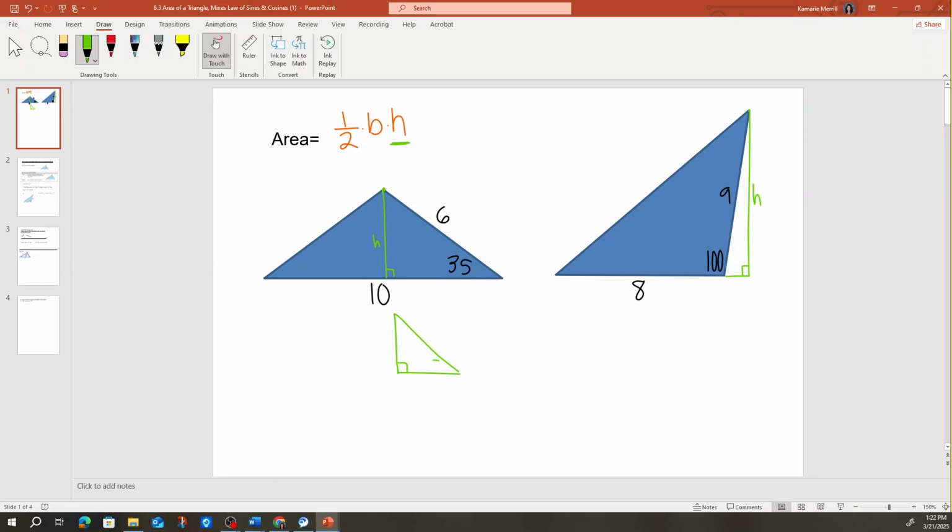I do know that one angle is 35, and I'm trying to find the height. And then what else do I know? I do know that that length right there is 6. So based on what we know about right triangles, do you guys think you can happen upon the formula? Let's try to work through it.